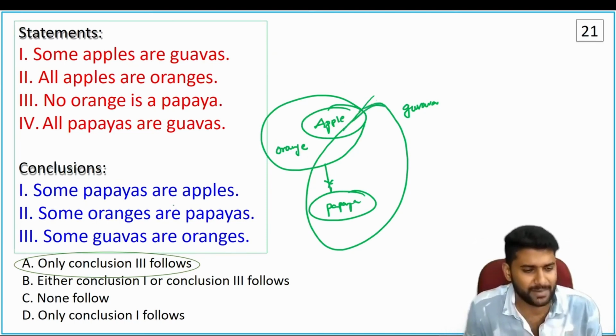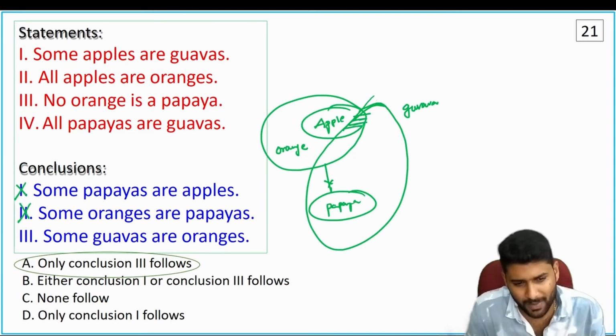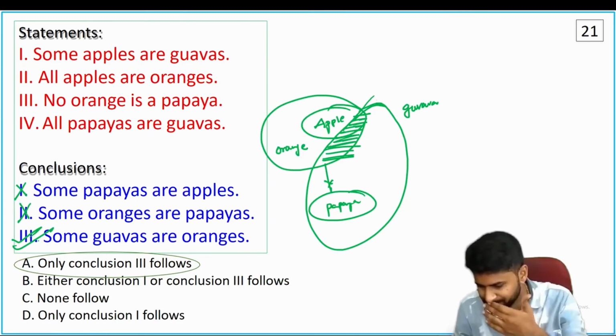Now conclusions here. Some papaya are apple. Papaya and apple, no direct relation, invalid conclusion. Some orange are papaya. Some orange and papaya, there is no direct relation. Some guava are orange. Yes. So some guava is also part of orange. It's a direct relation we can see in the picture. So the answer: only conclusion 3 follows.